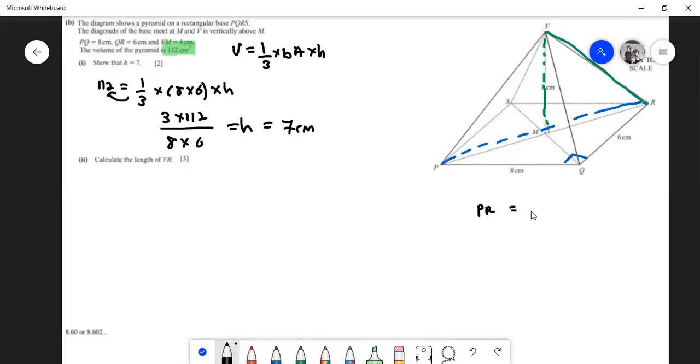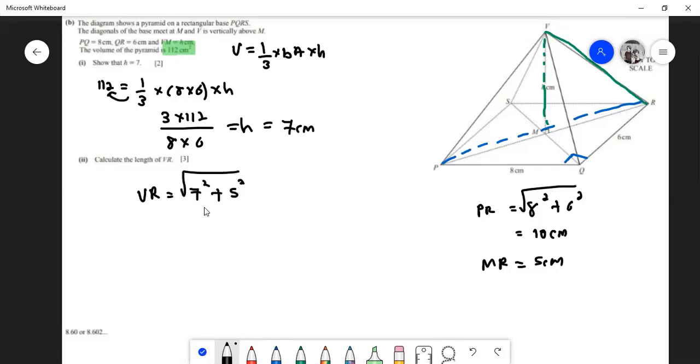The PR is basically 8 squared plus 6 squared, and you square root that, and I should get 10 cm. So half of it, MR, should be 5 cm. So we already got our 5 cm, we got our height 7 cm, and I can find my VR easily using Pythagoras one more time. So 7 squared plus 5 squared, and you square root it, and you will get about 8.60 cm.